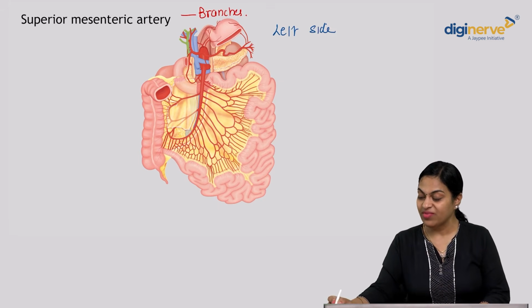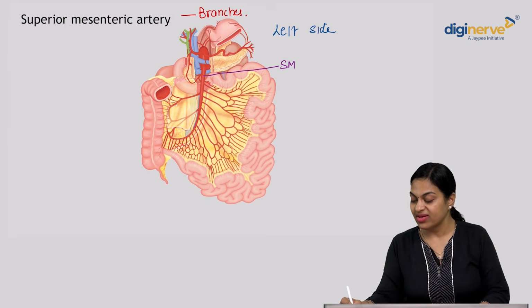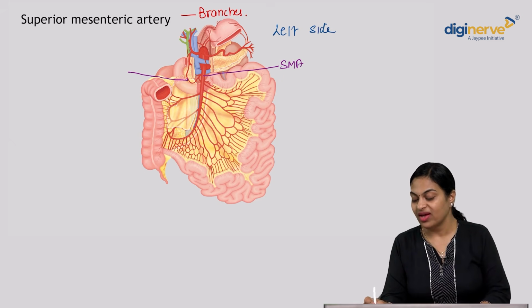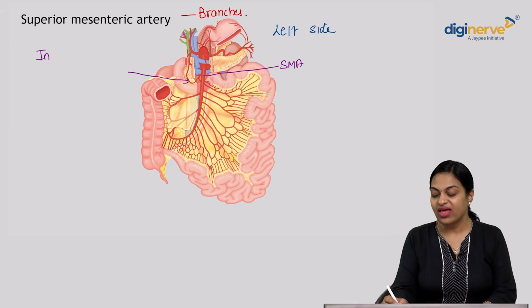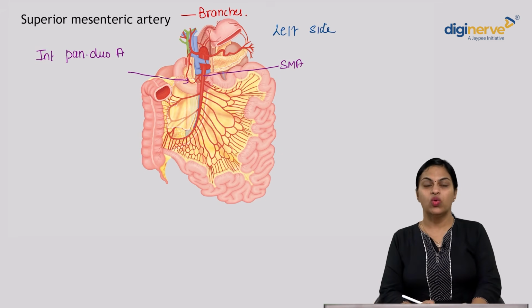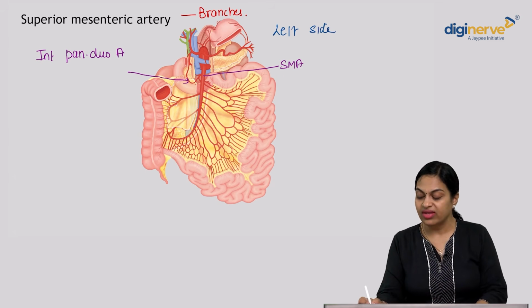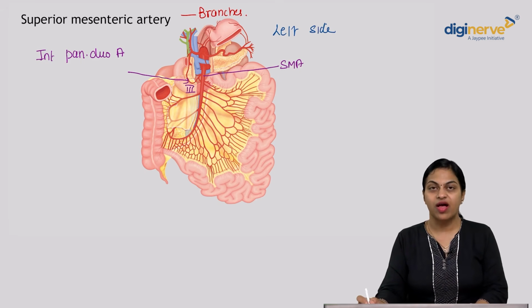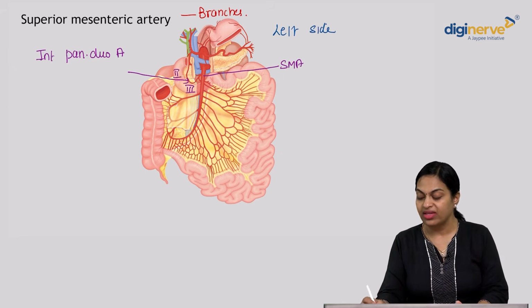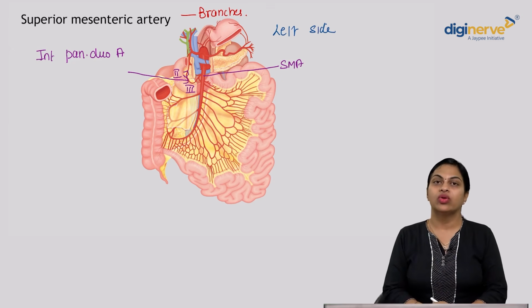Branches coming from the superior mesenteric artery. Come on, let's identify. This is our superior mesenteric artery, isn't it? The very first branch of it, you can see here, is the inferior pancreatico-duodenal artery. As I told you, this artery is related above the third part of the duodenum, and then it ascends in the groove between the second part of the duodenum and the head of the pancreas to anastomose with the superior pancreatico-duodenal artery coming from the gastroduodenal artery.